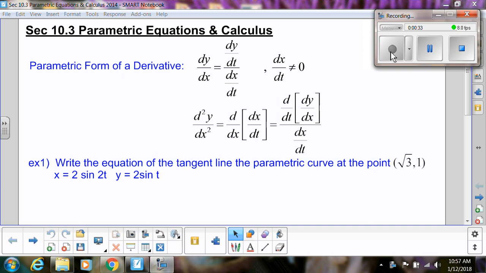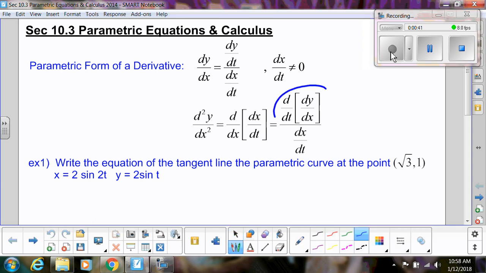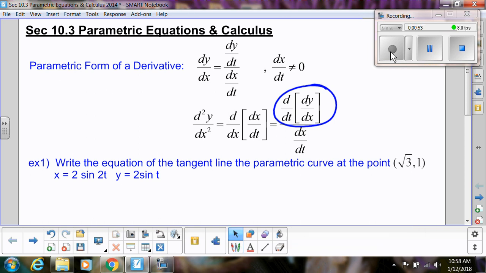And then for your second derivative, you're doing the derivative of your dy/dx, divided by your dx/dt. Because again, remember, this is another dx/dt down here. So it's the derivative and then with another dx/dt. All right, so let's do an example so that you can see what that looks like.